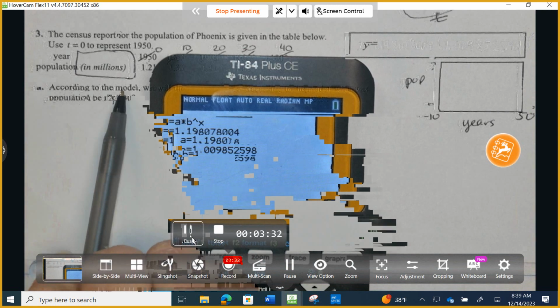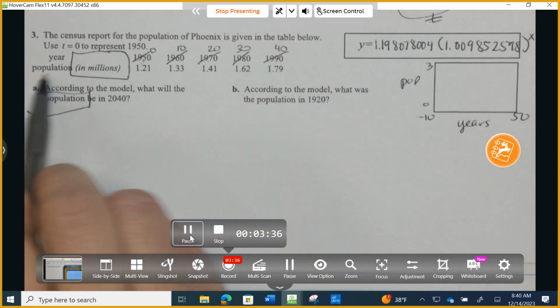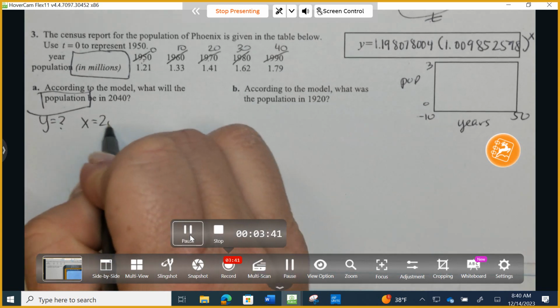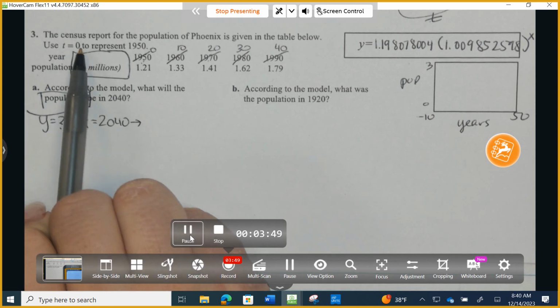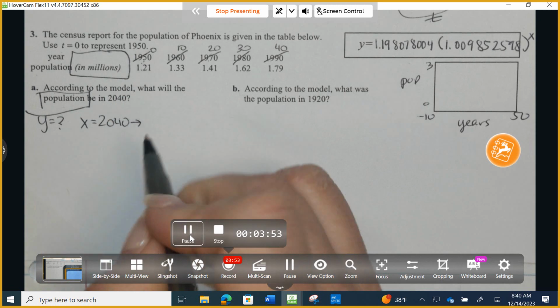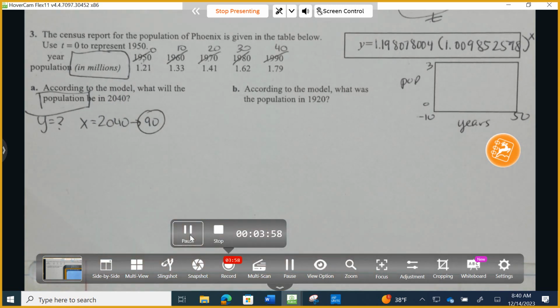Let's go back here. According to this model, what will the population be? Please box in what we're trying to find. Population is the y. We want to know the y, and we're given the x, but I need to translate 2040 into a t value. So how do I do that? I take whatever t sub 0 is, and I subtract these. So 2040 subtract 1950 is 90. This is my x value that I'm trying to achieve.